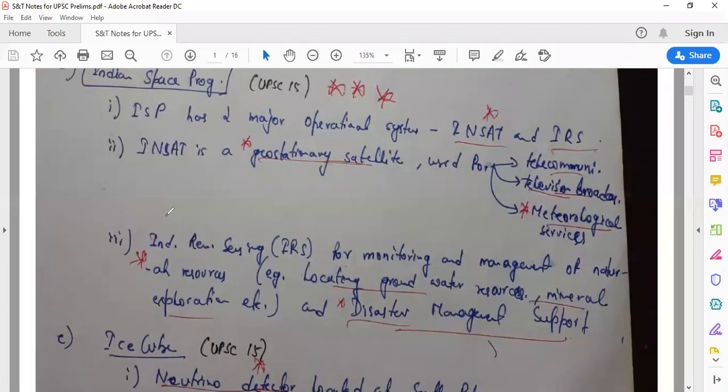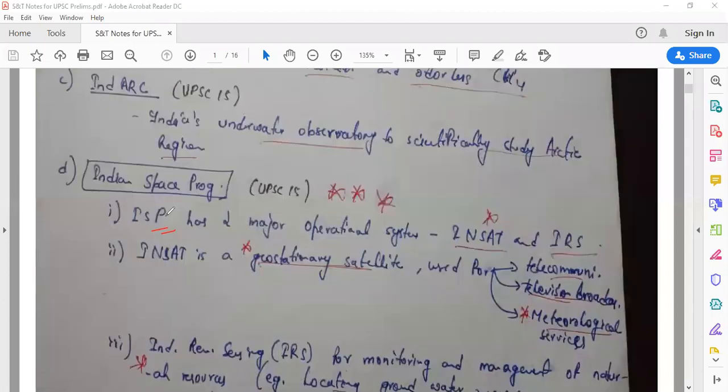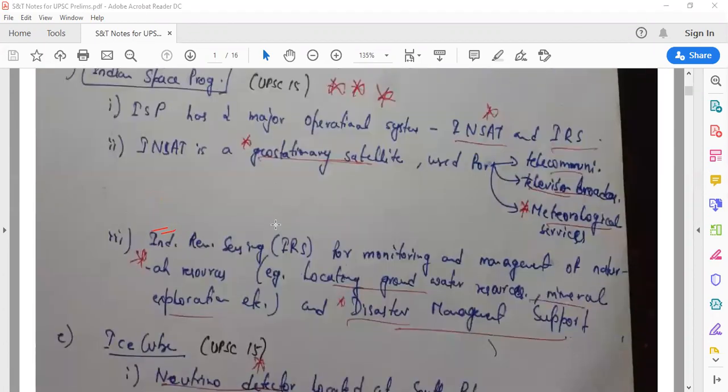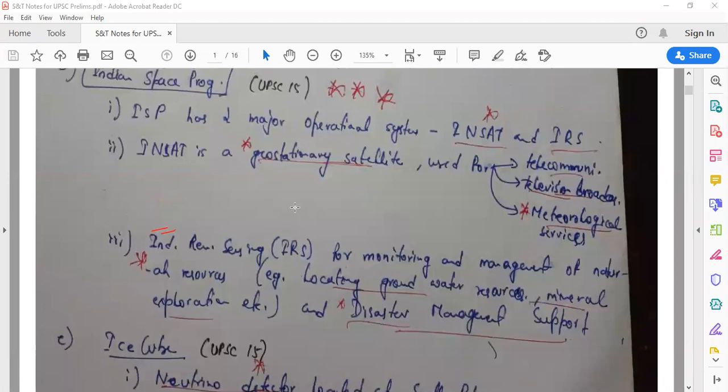In GS3, there is a topic which talks about awareness in the field of IT, space, computers, robotics, and all those things. So the Indian Space Program has two major operational systems, INSAT and IRS. So Indian National Satellite System, INSAT, which is a geostationary satellite. Now, the major question is, what is the difference between geostationary and geosynchronous satellite, right? So INSAT is a geostationary satellite.